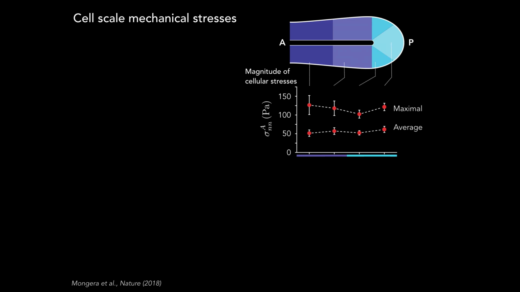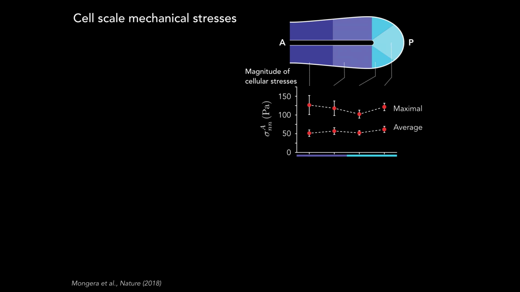And this was very surprising, because we thought that, well, if there's more movement in the posterior end, there's going to be more forces. The cells are going to be applying more forces in the tissue to induce more movement. So we were very surprised, and we wanted to learn a little bit more about the characteristics of these forces.